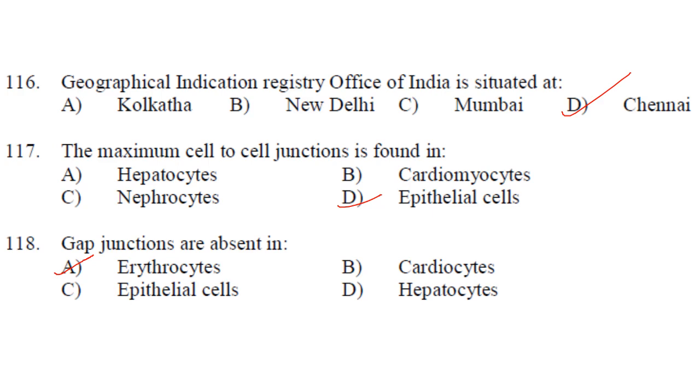A question on geographical indications was asked in July 2023 question paper. The maximum cell-to-cell junction is found in. So maximum cell-to-cell junctions are found in epithelial cells. Gap junctions are absent in erythrocyte. Gap junctions are absent in motile cells as well as erythrocytes. So a question on gap junction was asked in July 2023. There I have told the same thing, that they are absent in motile cells and also in erythrocytes.